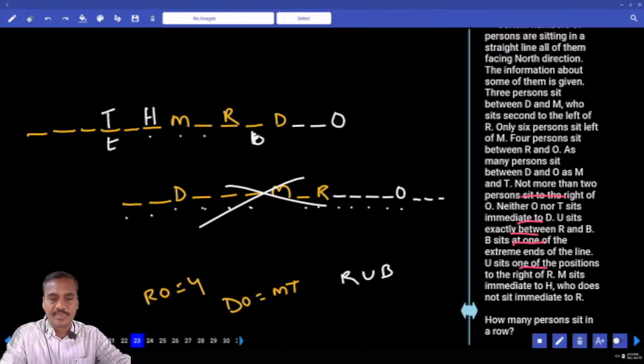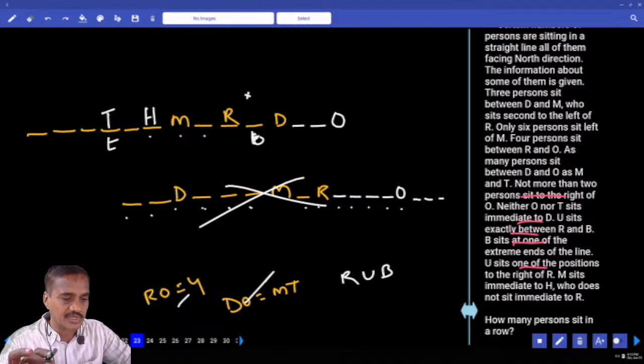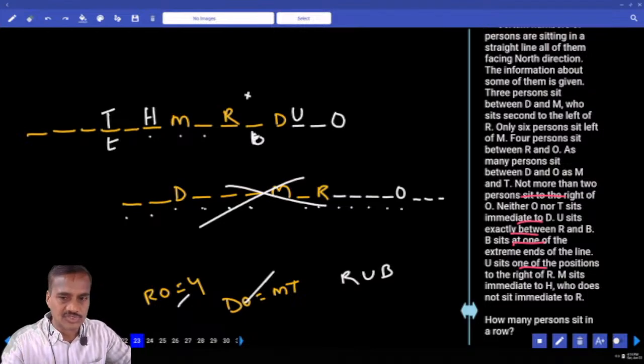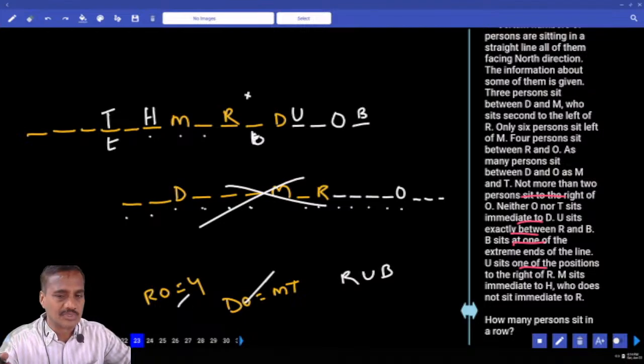If H is here, then D and O, M and T have to be taken. M and T are done, R and O are done. Then U is exactly between R and B, and both these two are to the right hand side. Now U is exactly between R and B, means U cannot be here. Right? And can we have U at this place or not? Yes, how many in between R and U? 2 people. And between U and B there must be exactly 2, and B can be here. There is one possible case. Clear?